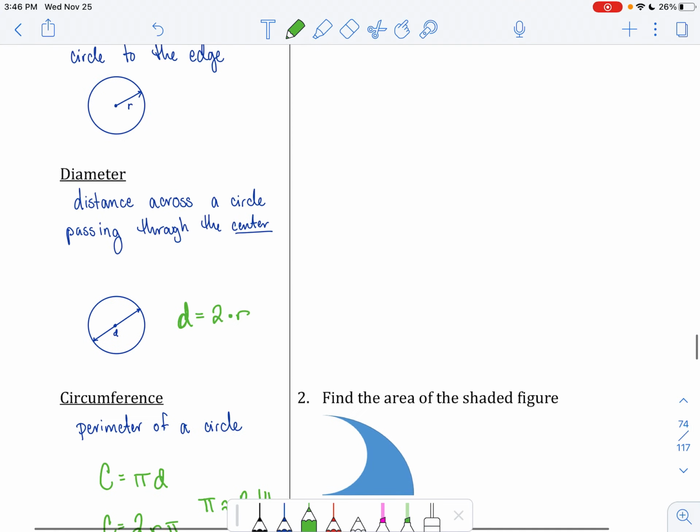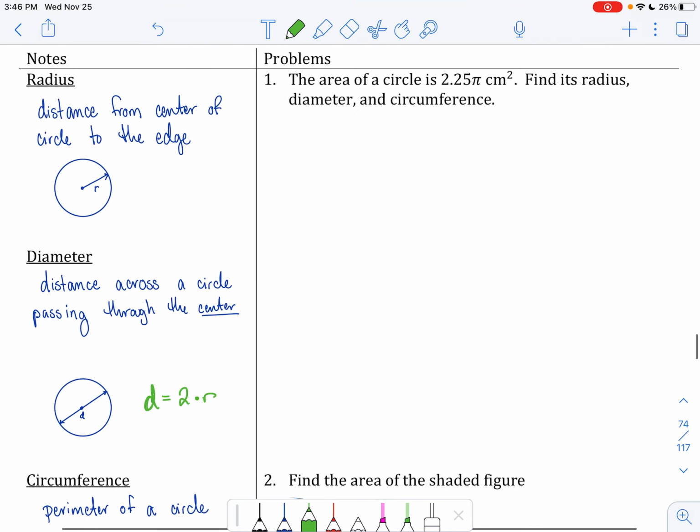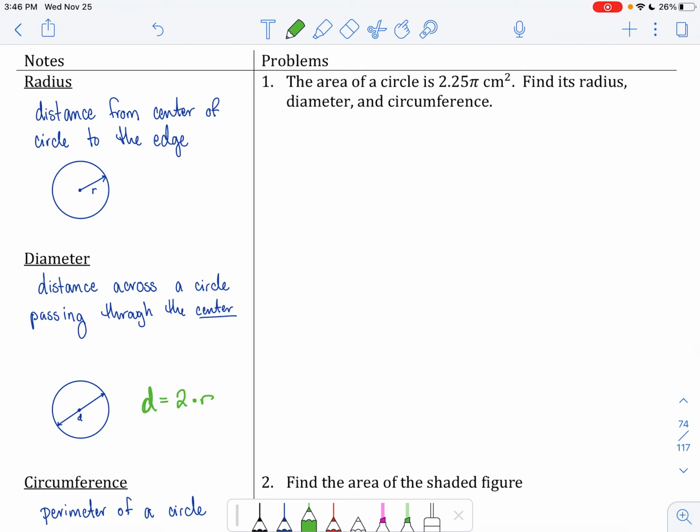So now that we've done a nice quick overview, let's look at a couple problems. In number 1, it says the area of a circle is 2.25 pi centimeters squared. This is called leaving your answer in terms of pi. I in the book will occasionally tell you to do this.